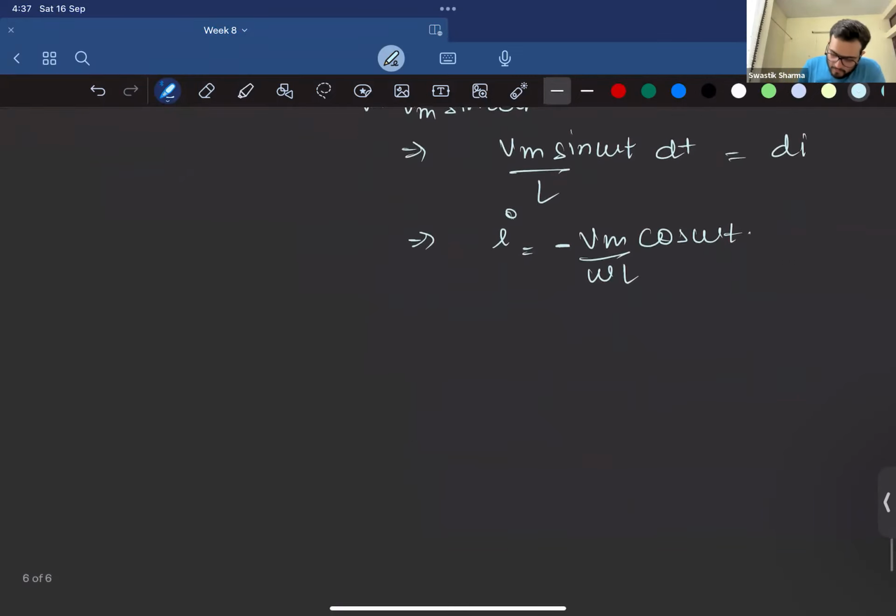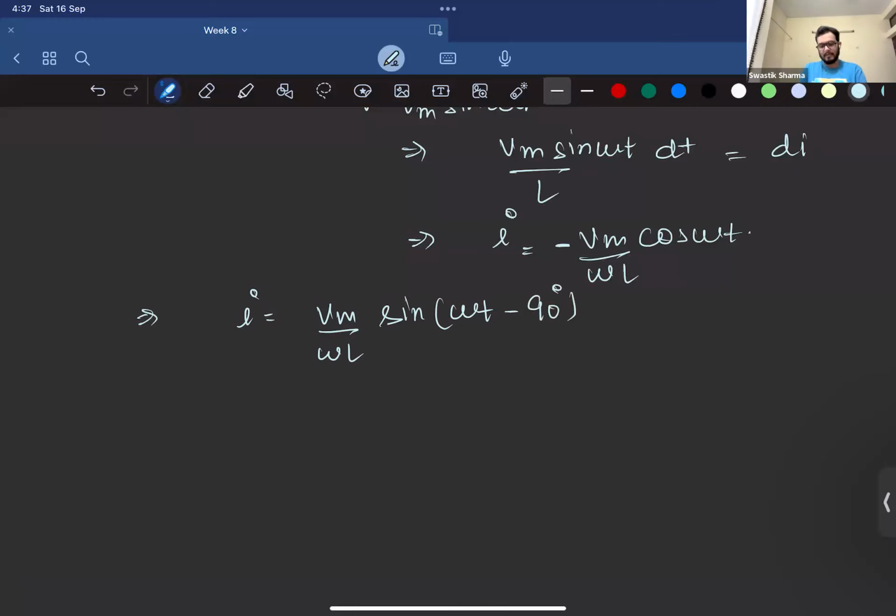Okay, so this can also be written as Vm upon omega L sine of omega t minus 90 degrees. So does everyone agree with the fact that I can represent minus cos omega t as sine omega t minus 90 degrees? Okay.